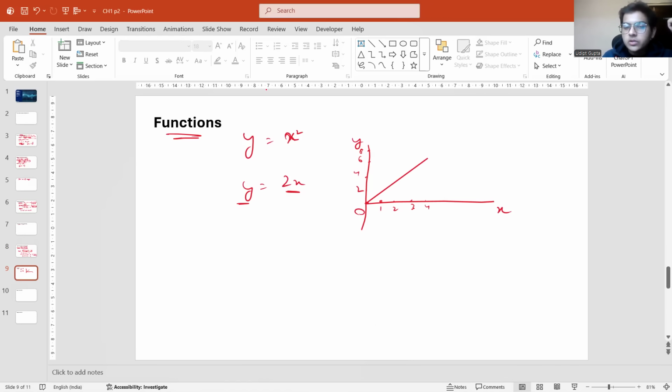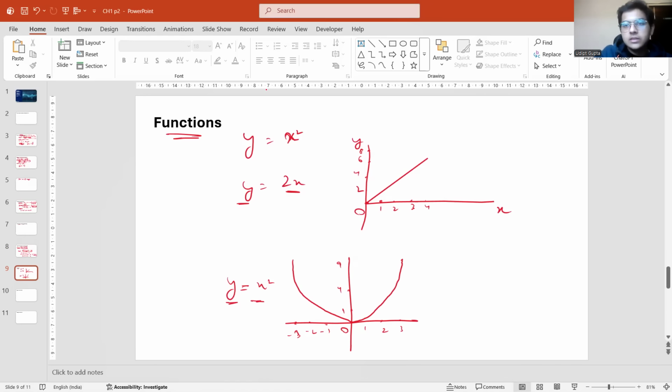Y is equal to x square. Now, what does that mean? Y is equal to x square means 0, 1, 1, 2, 4, 3, 9, -1, -2, -3. So it comes as this and it goes as this. This is a function. What will be the y value when x is 3 or when x is 4? There y is a function of x.